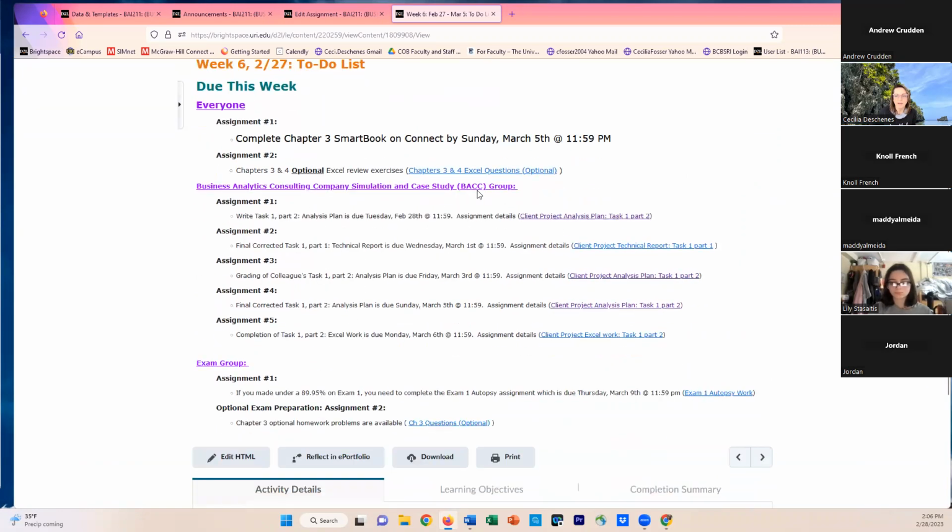If you're in the back group, I tried to write out, in granular detail, all the things that are due between now and next Monday. There's the writing of analysis plan 2, finishing up the technical report corrections, grading your colleagues' analysis plan 2, task 1, part 2, then correcting your own, and then actually doing the work in Excel.